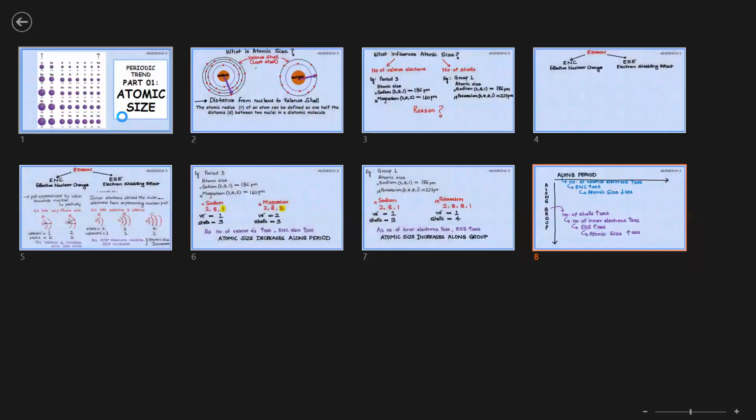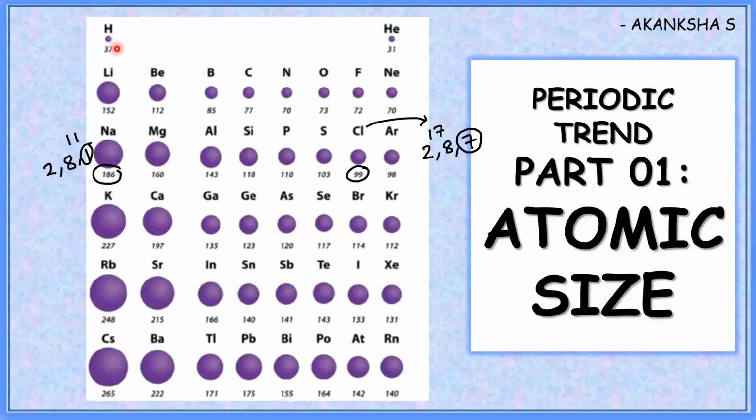For that, we can take 1 minute and look over here. Along a group, lithium was 152. The last element before the radioactive element, we have cesium, 265. You can see an increase in atomic size along a group. It's because of the increasing number of shells that increases the ESE and increases the atomic size. Along a period, you can check lithium 152, fluorine 72, sodium 186, chlorine 99, potassium 227, bromine 114.